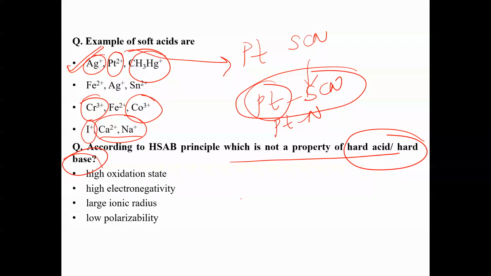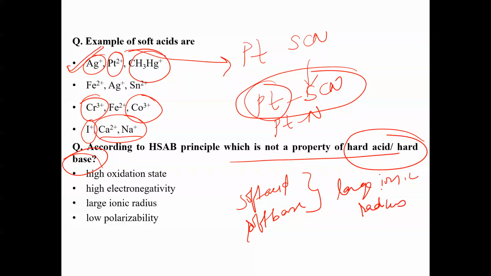Basically, the soft acid or soft base have a large ionic radius, but hard acid and hard base have a small ionic radius, they are smaller in size, right? So this will not be a property of a hard acid or hard base. Understood?